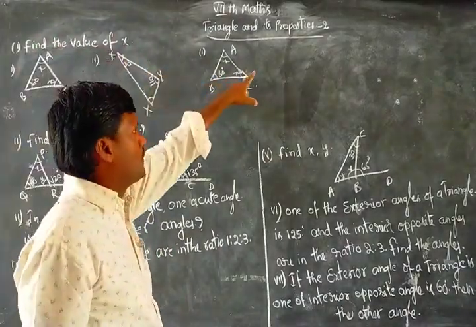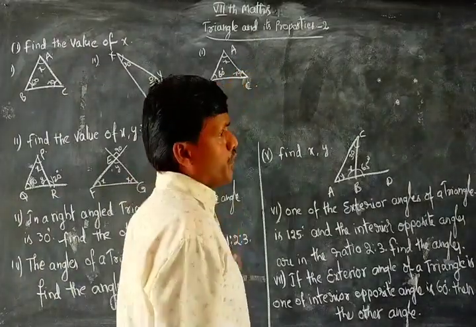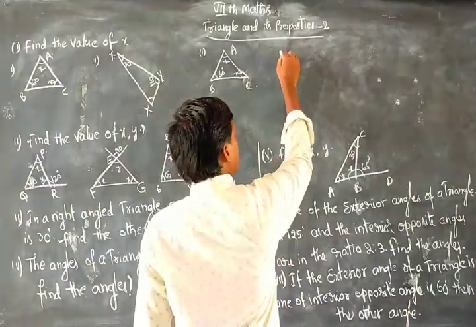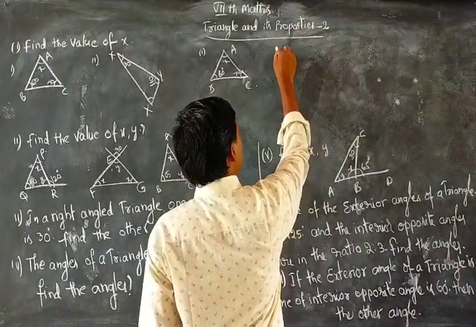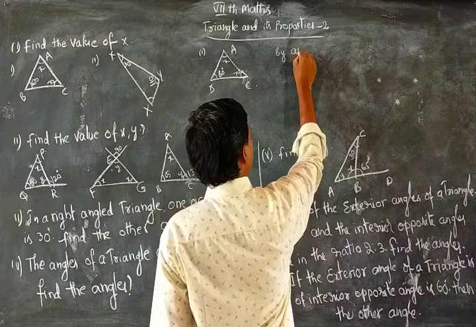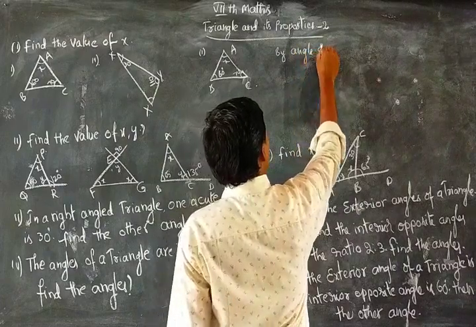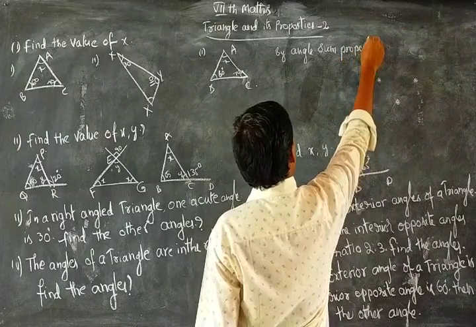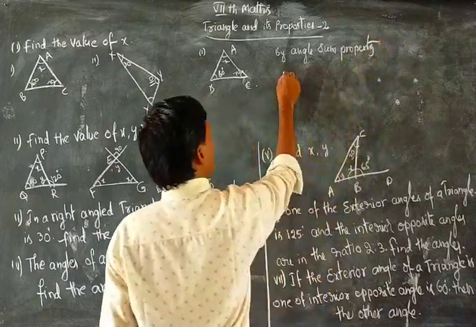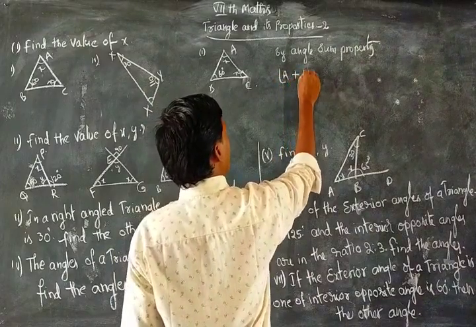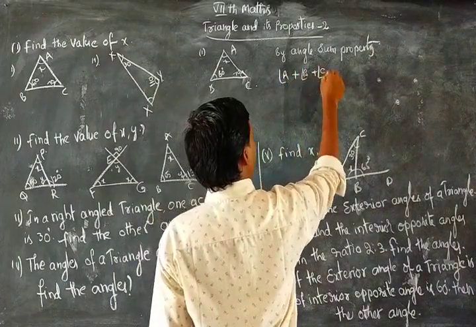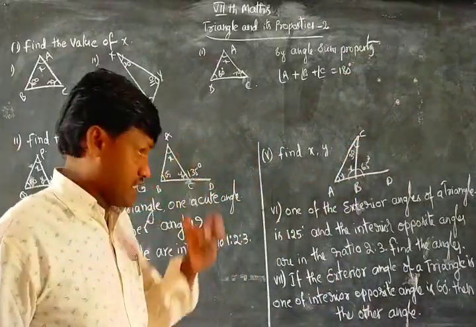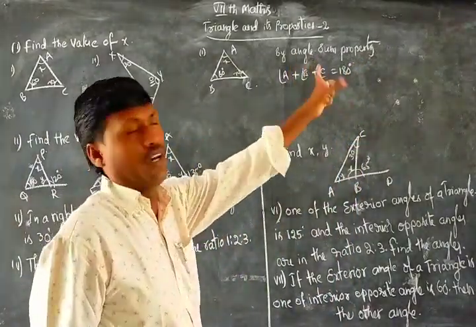Now I am going to do it here. We know the angle sum property. What is the angle sum property? The sum of the three angles, by angle sum property: angle A plus angle B plus angle C equal to 180 degrees.